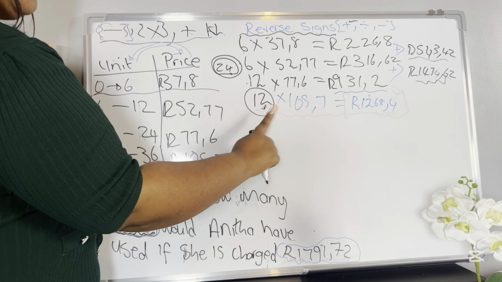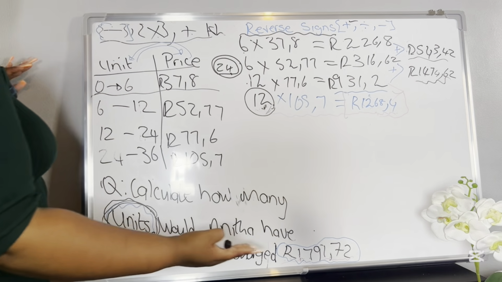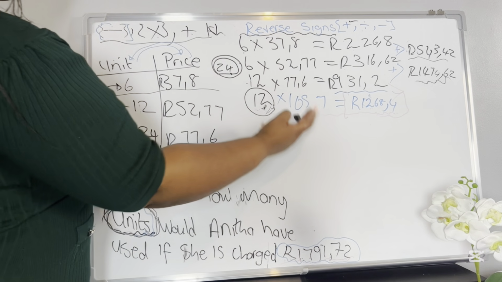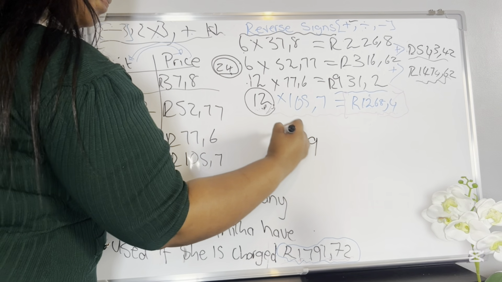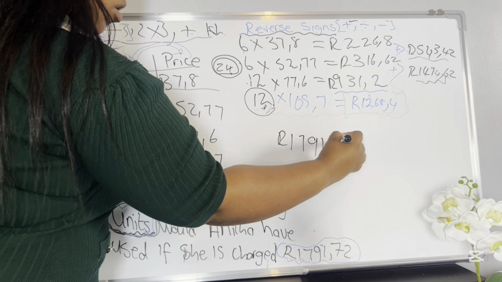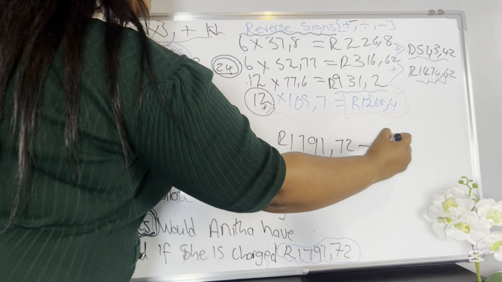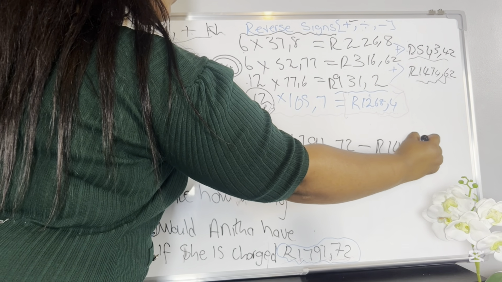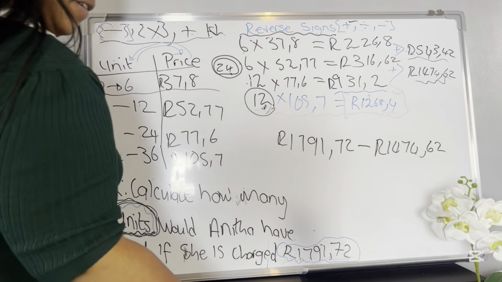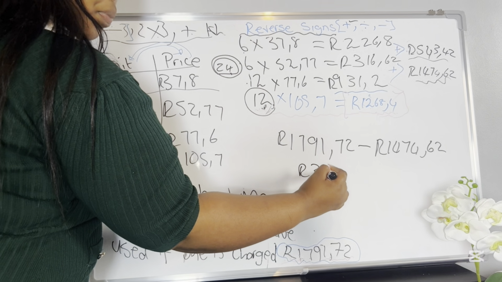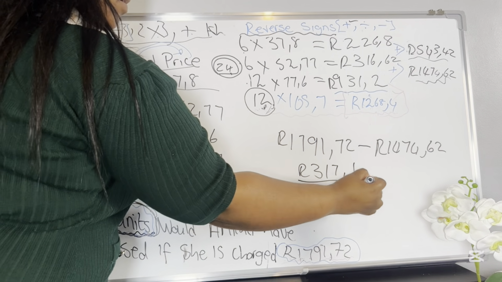So what do we do when we get there? We do not add the 1.2 with other prices, because our final answer will be more than 1.7. So when we get here, we take our 1.7, comma, and minus with the price that we already have, which is 1.474, comma, 62. And then our final answer will be 317,1.